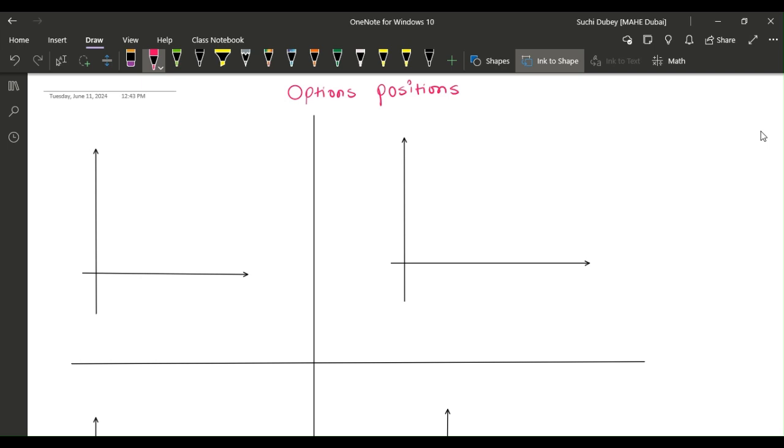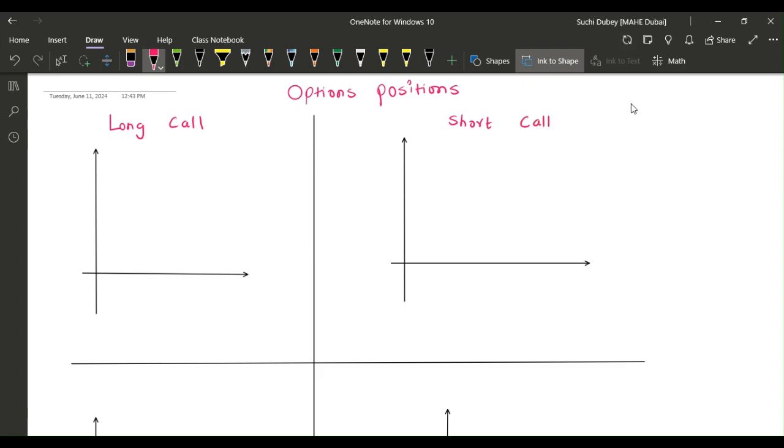Hello, students. As per your request, here is a payoff diagram of four positions that we are going to discuss now. So, if you remember, in class we have discussed long and short.